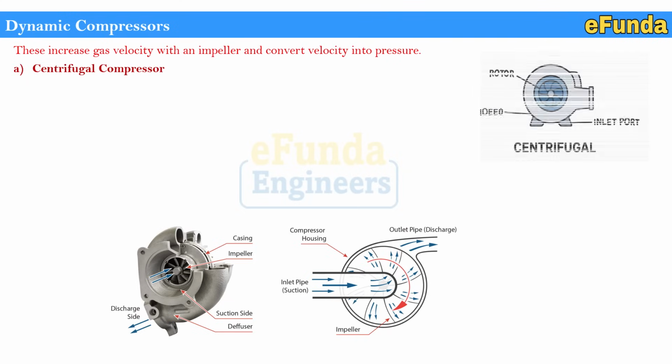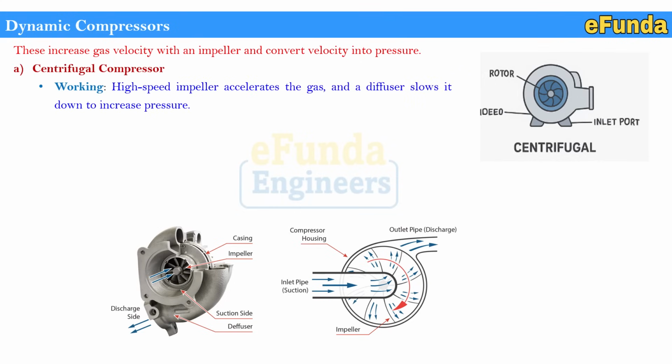One can refer to the picture where rotor, teeth, then inlet port are shown working. A high speed impeller accelerates the gas and a diffuser slows it down to increase pressure. Example: use in a large process plant, gas pipeline and a power station.